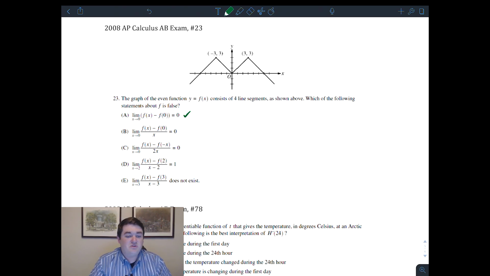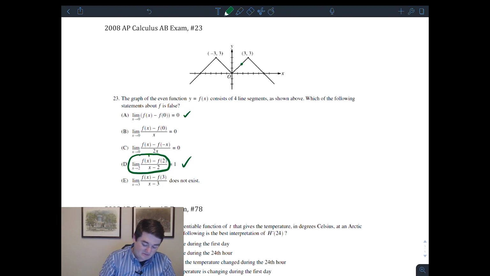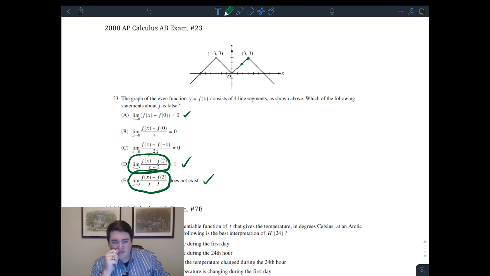D, the limit as x approaches 2 of f of x minus f of 2 over x minus 2 equals 1. So what you need to recognize is that this is the limit definition of derivative at a point. In other words, what's the slope of this graph at 2? Well, at 2, I can see the slope is 1. So this is true. And E, limit as x approaches 3 of f of x minus f of 3 over x minus 3. Well, again, that's the limit definition of derivative at x equals 3. And at 3, I see a corner in my graph, so it's not differentiable. So the derivative does not exist. That's also true. So how do I differentiate between B and C right now?